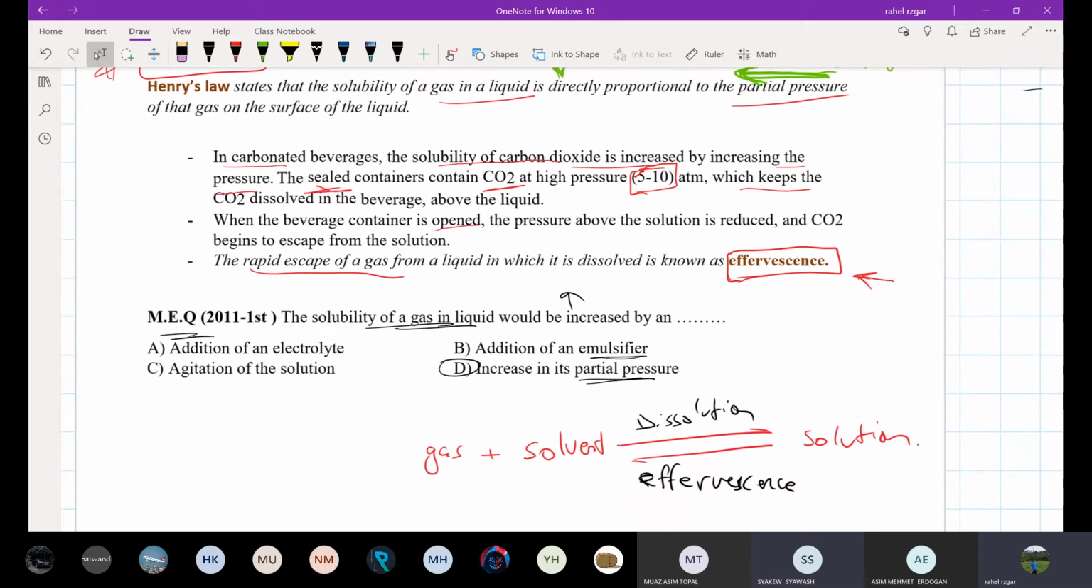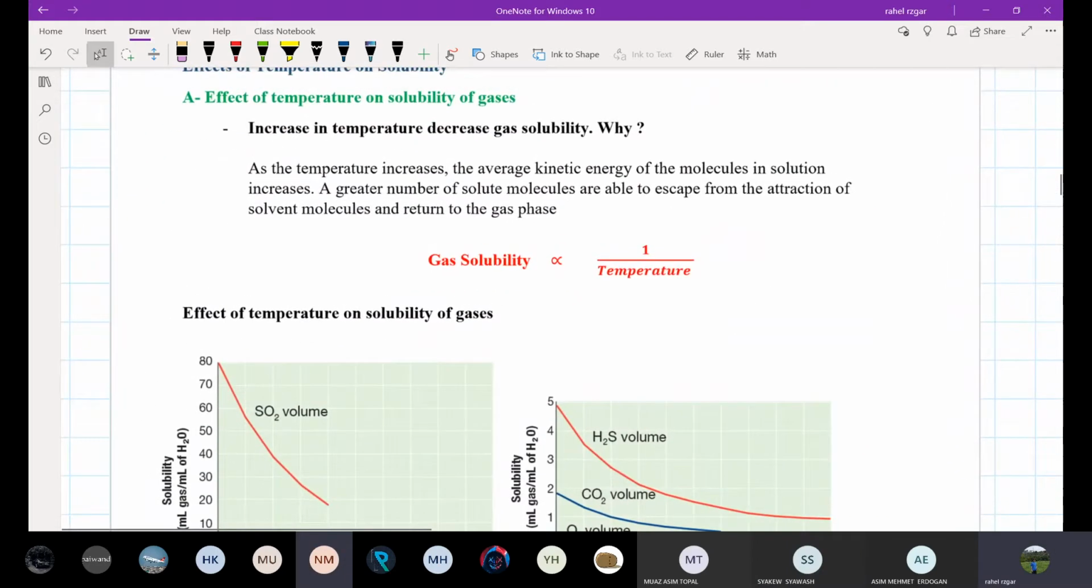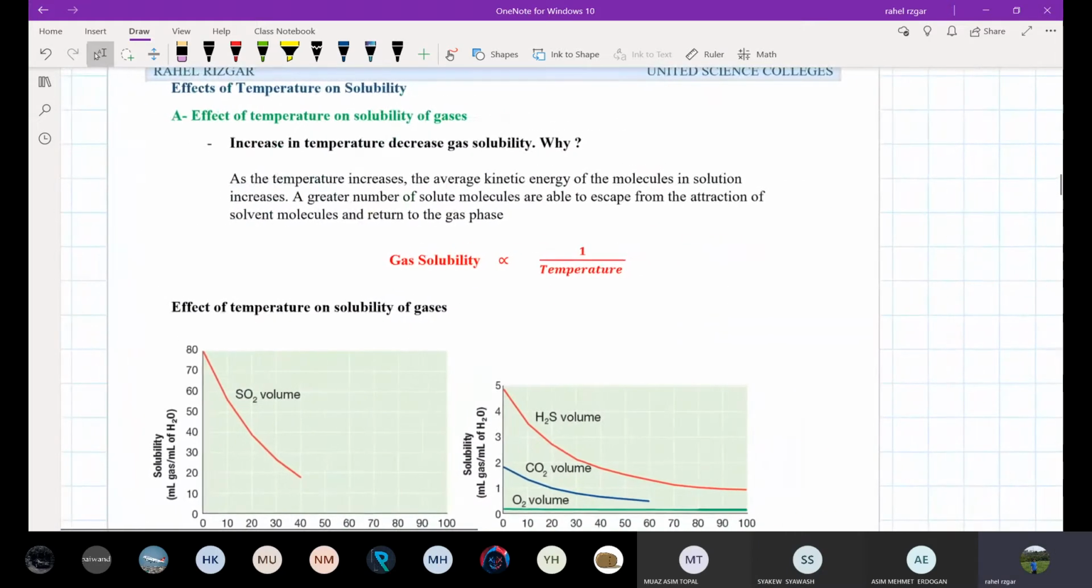Take a rest for 10 minutes. When we come back, we'll talk about the effects of temperature and solidity, which is an easy subject.